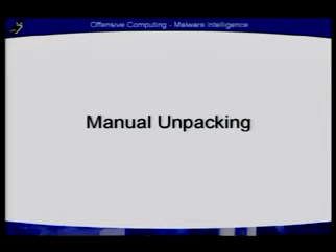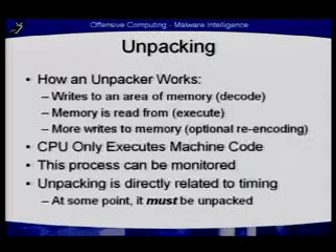Okay, so now I'm going to go into manual unpacking. This is the process for deobfuscating these binaries. So basically the way an unpacker works, I described it a little bit before. There's a write to an area of memory. This is the decode. That area is then executed, and then there's more writes to memory, sometimes re-encoding optionally or other things. Since the processor can only execute machine code, you can monitor this unpacking process and get to the instructions after they've been decoded.